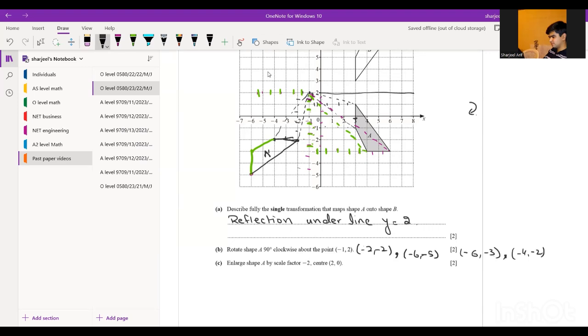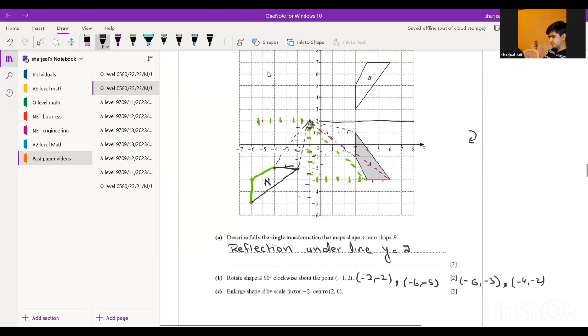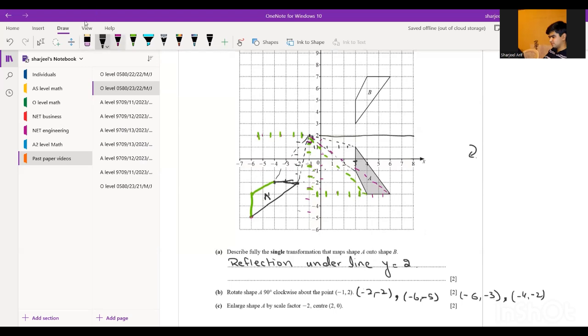Similarly, for the second part, you have to enlarge A by the scale factor under the center 2, 0. So 2, 0 is, let me erase the dotted lines to make the picture more clear. You can use your compasses to draw a more clear image. For part C, we have to find the enlargement of shape A by a scale factor -2 with center 2, 0. So 2, 0 is at this point.